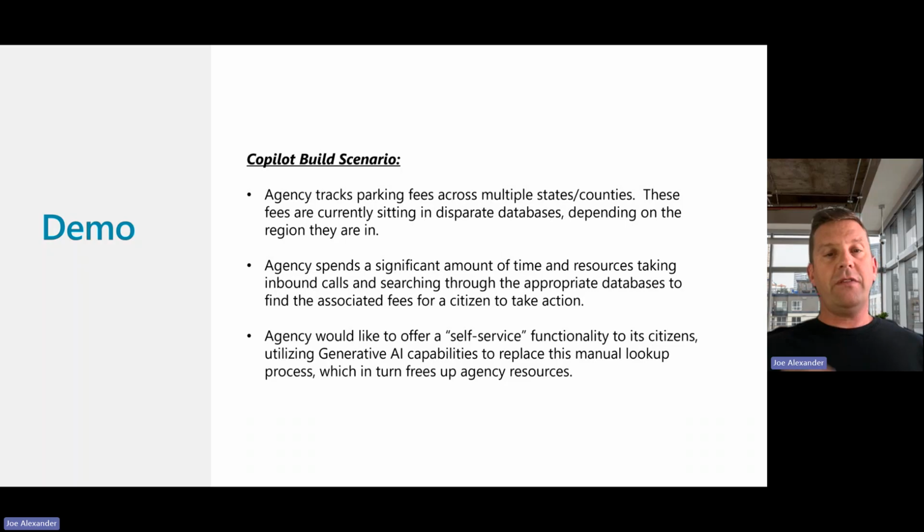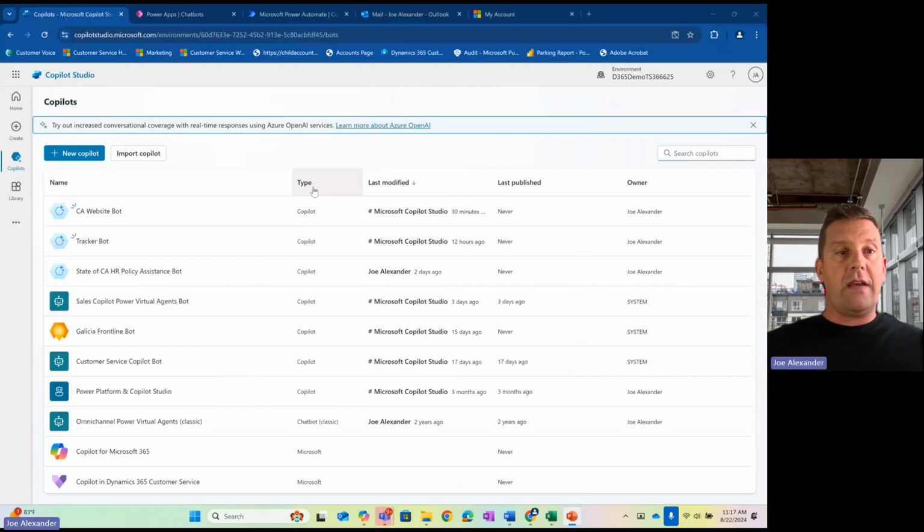And what they'd like to do is offer a self-service functionality to its citizens where they can use Gen AI to replace the manual lookup processes, which in turn frees up agency resources. And so that was the goal behind the scenario here, to build a Copilot bot which can essentially address this use case for the agency. So that's what we're going to do today. So let me go ahead and exit out of here.